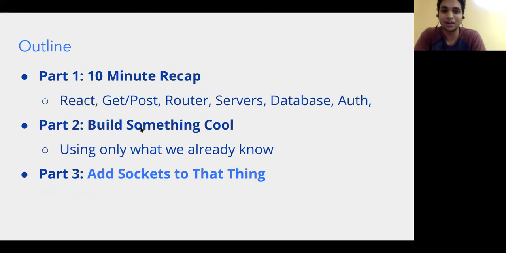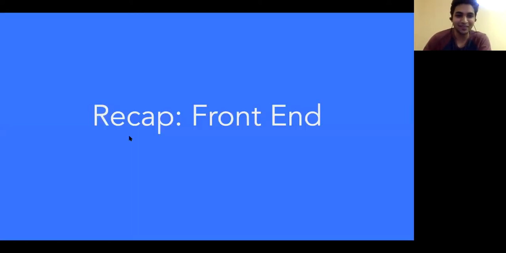How this is going to work is there are going to be 3 parts to this workshop. 1, I'll do a 10-minute recap on a lot of the topics that we covered so far. And 2, we're going to build something cool. You might already know what it is, but I will not spoil the secret yet. And we'll build it using only things that we've already learned. So no sockets yet. And then in part 3, we'll add sockets to whatever we make. And it will be fun. Okay, so let's start the recap.